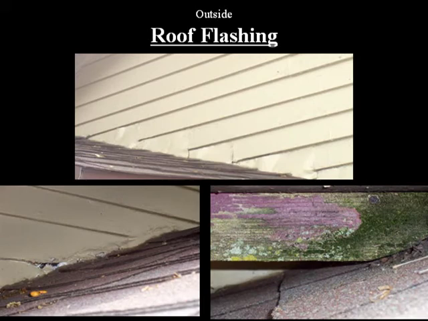Here are some different examples of problems with flashing. The picture on top is the way the flashing should look, whereas the two pictures on the bottom indicate what happens when water is allowed to pool in areas where flashing should be.